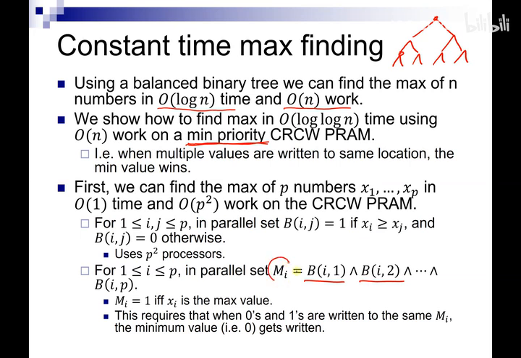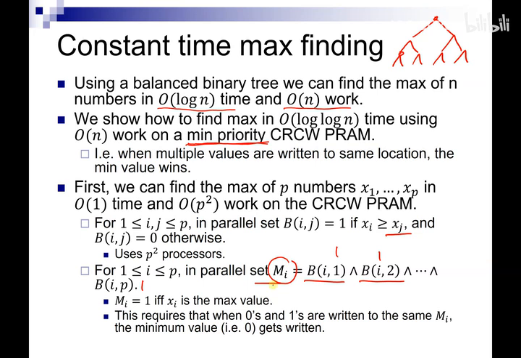And if we want m_i to be 1, then we need all of these bits to be 1. That would mean that x_i is bigger than all of the other values, bigger than all other x_j. And that means that x_i is the max value. So therefore m_i is equal to 1 if and only if x_i is actually the maximum value.